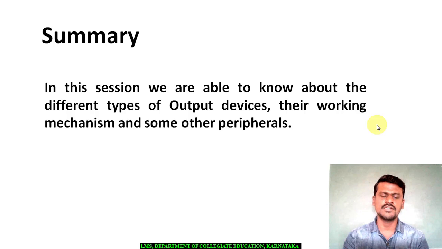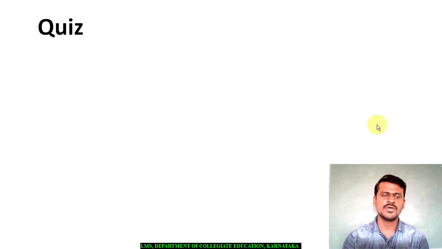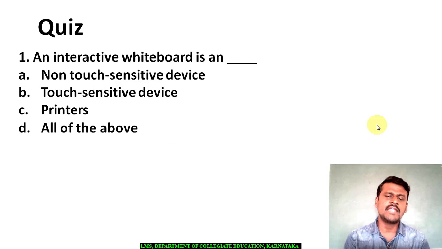Now let's start with the quiz. In the quiz section, the first question is: an interactive whiteboard is a dash. Option A, non-touch sensitive device; B, touch sensitive device; C, printer; D, all of the above. Any guesses?